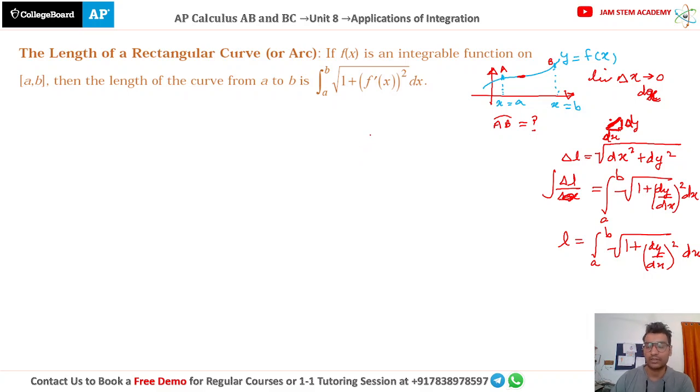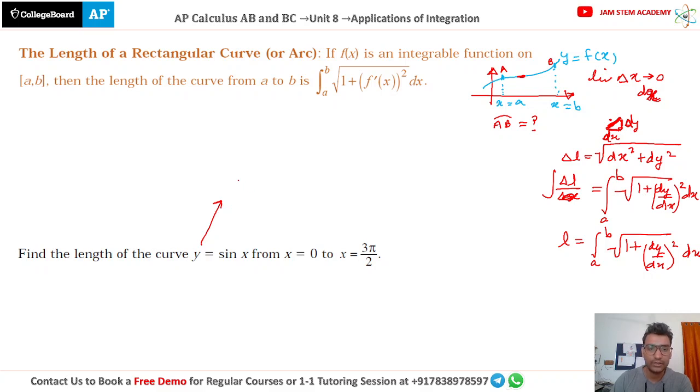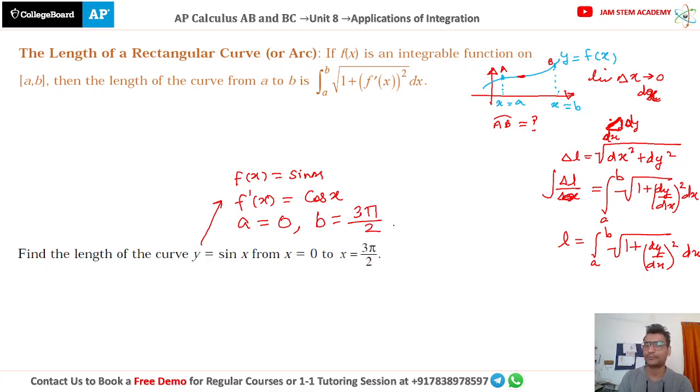Okay, so let's solve a question on this. It says find the length of the curve y equals sine x from 0 to 3 pi by 2. Here we have the y value as our function, so f of x is sine x, and we can find its derivative. F dash x is cosine x. We need to square it to plug these values into the formula. Also, we have the lower limit a as 0 and the upper limit b as 3 pi by 2. Plugging these in, we get the integration from 0 to 3 pi by 2 of the square root of 1 plus cosine squared x.